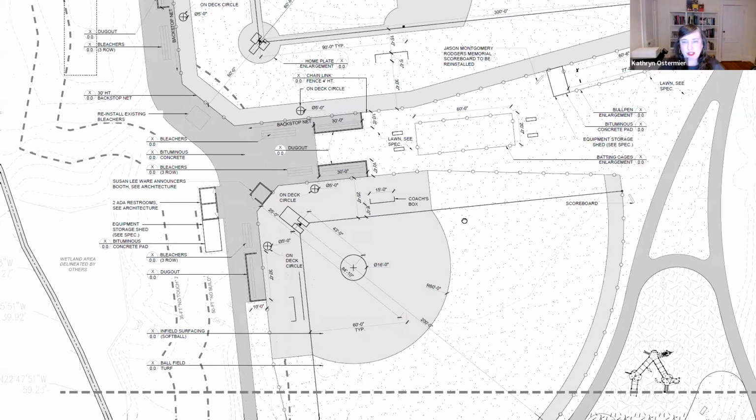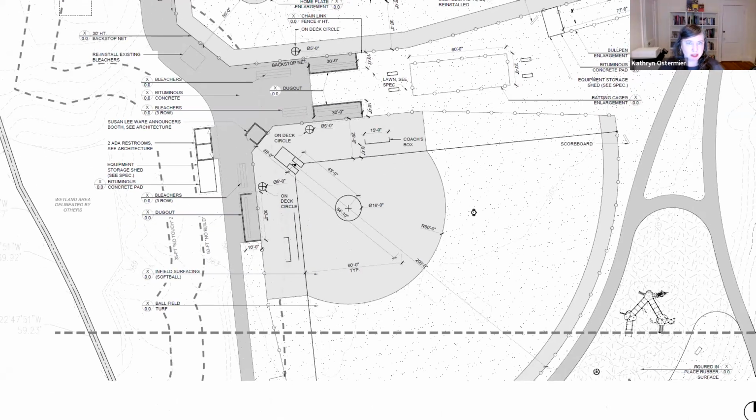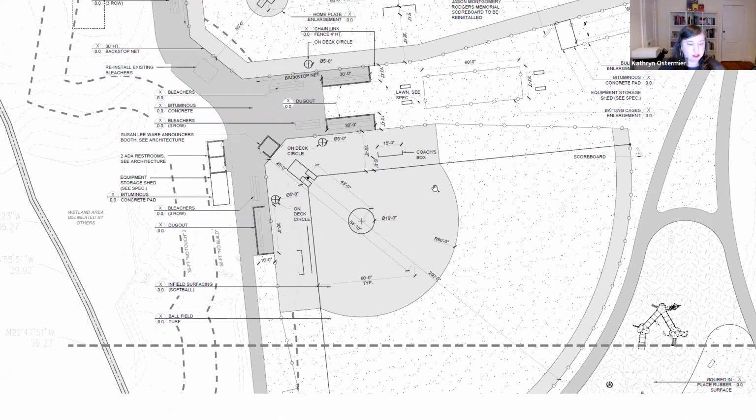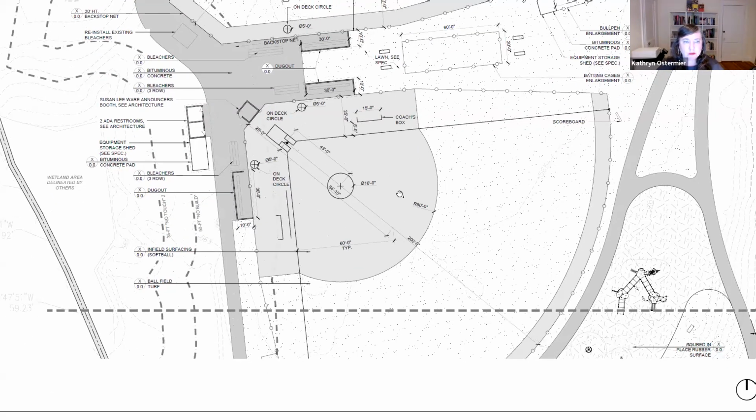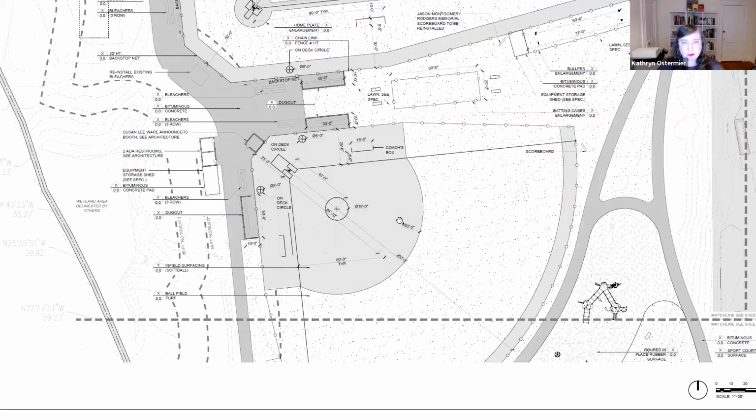And Chris, we'll send these along right after the meeting this evening, but we've begun identifying all of the dimensions called for in the National Federation of High School Associations. So for softball, we have a 200-foot outfield. And then we have our foul poles.